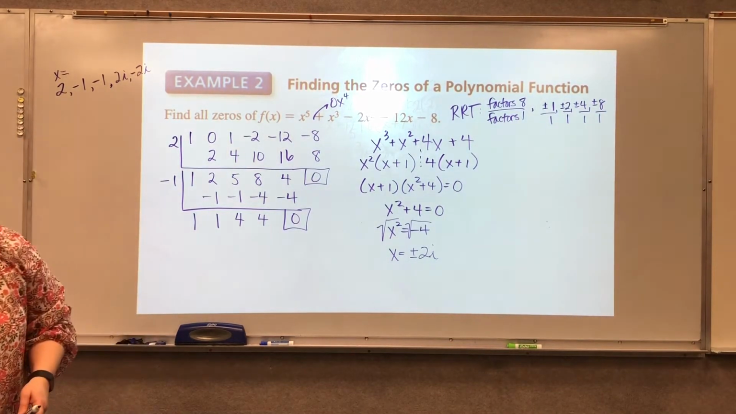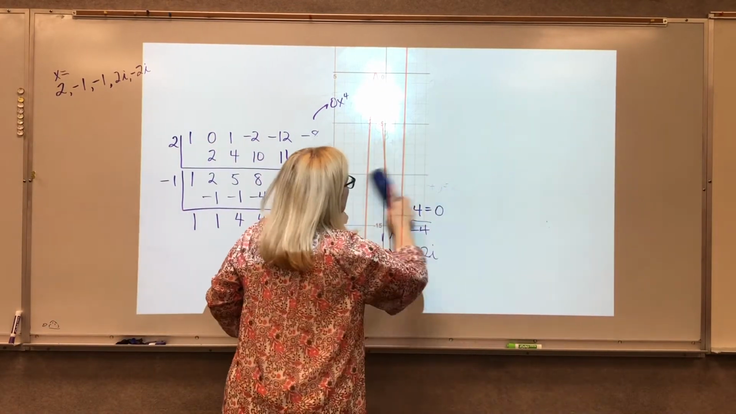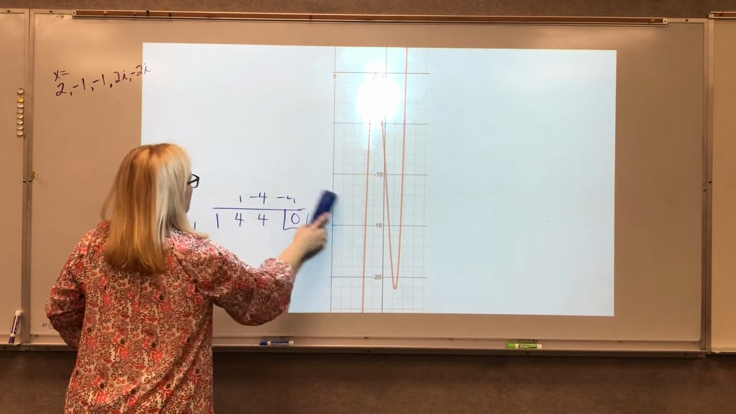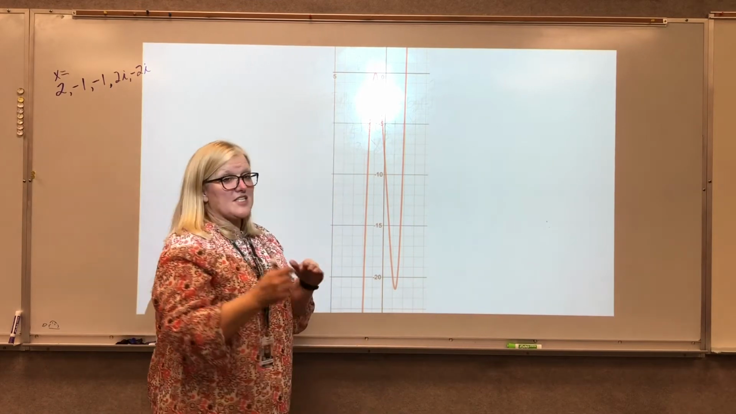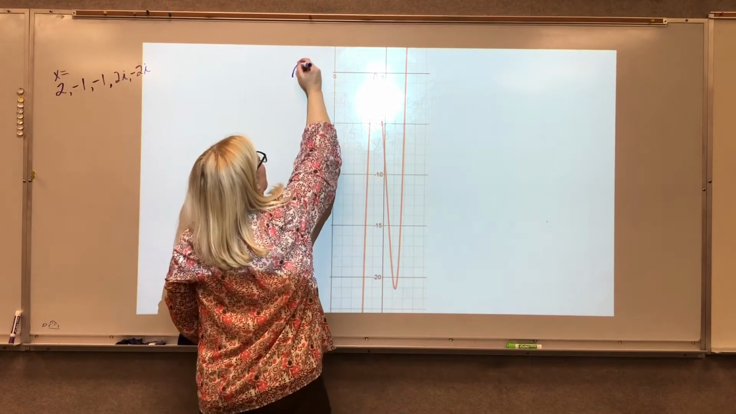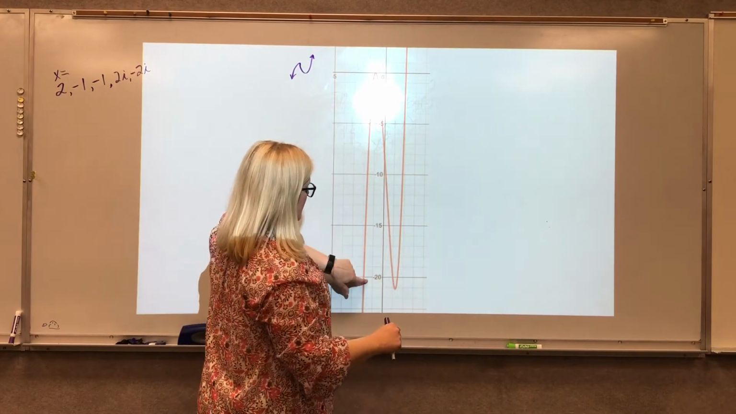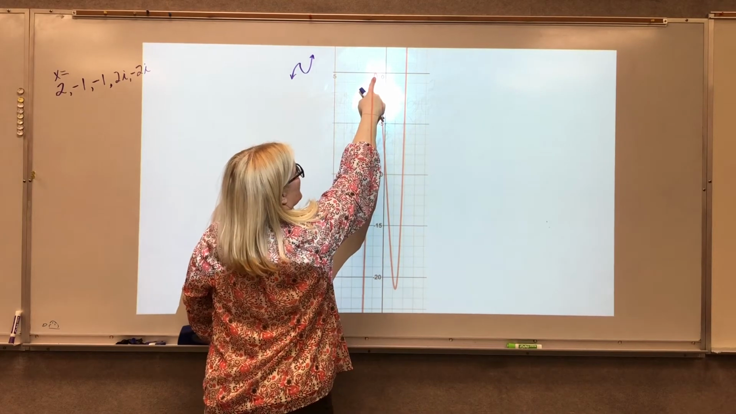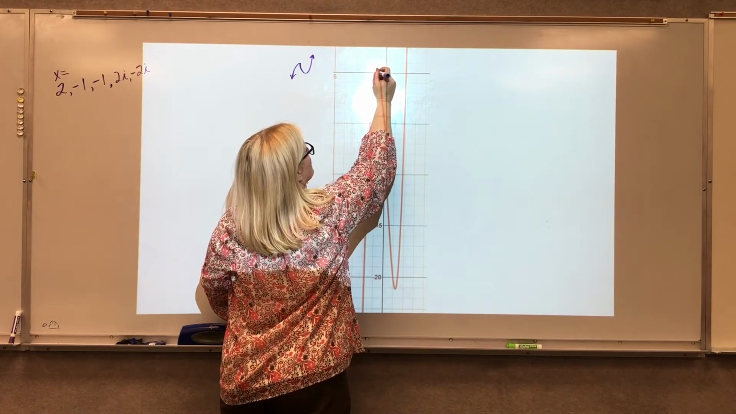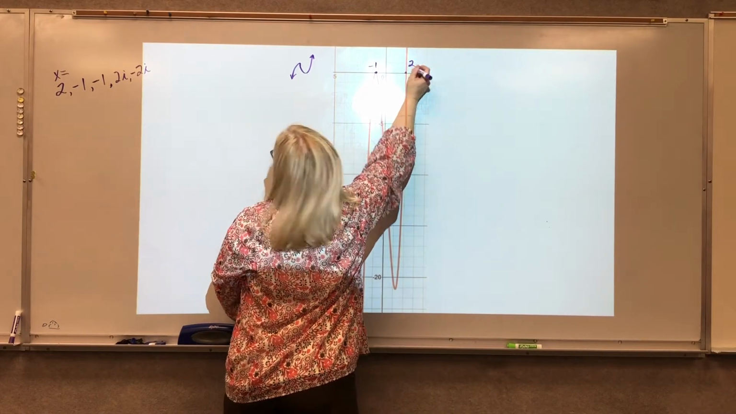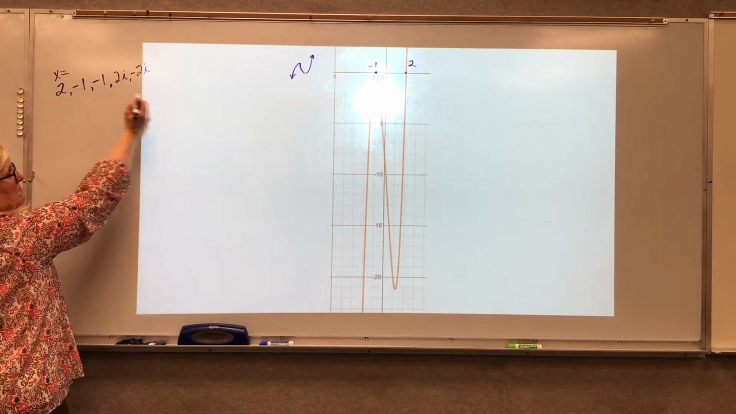So let's look at what that graph looks like for this one. Remember it's positive and it's odd, so it's looking like this. It comes up, this is all negative. It bounces off of negative 1, comes down, and then comes back up through 2. Well, these are my real solutions: 2, negative 1, so it bounces.